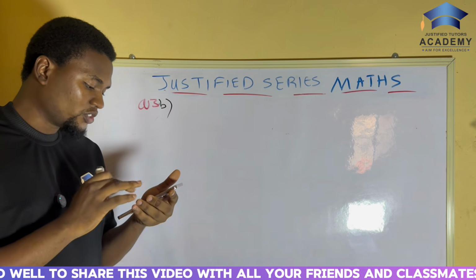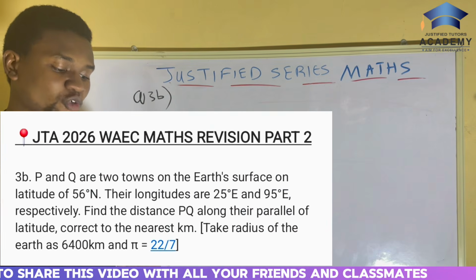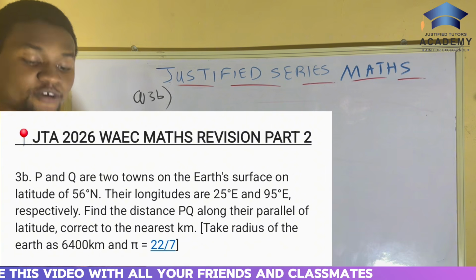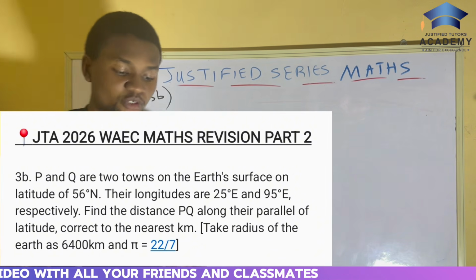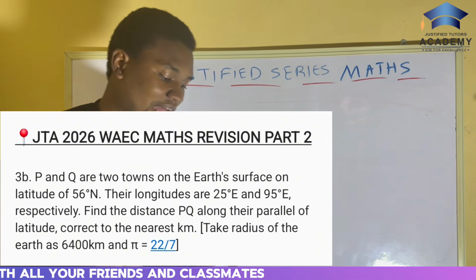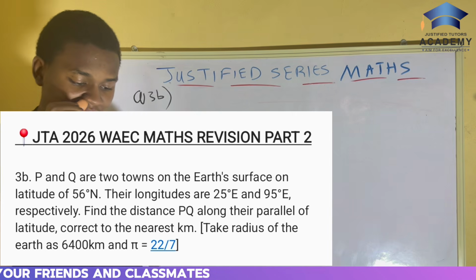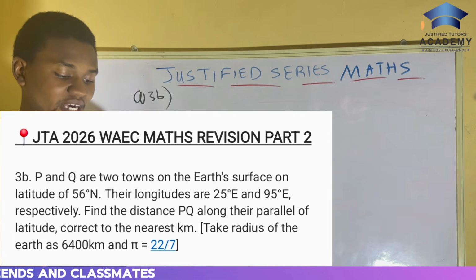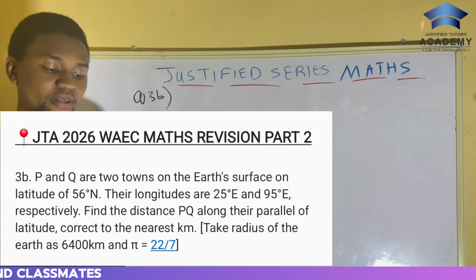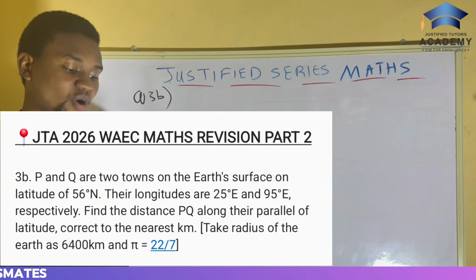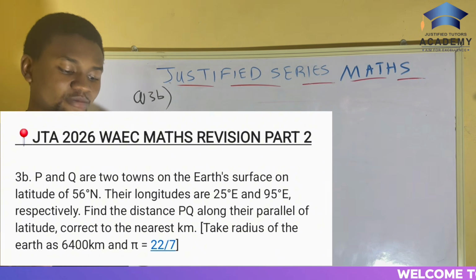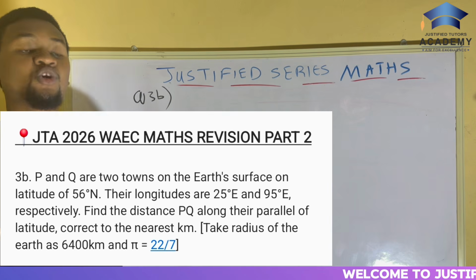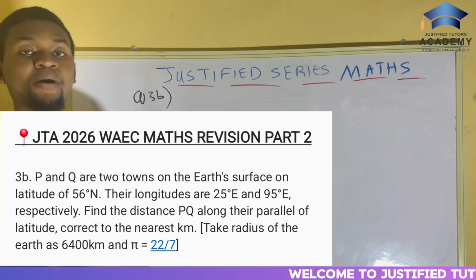Question 3b says P and Q are two towns on the Earth's surface on latitude 56 degrees North. Their longitudes are 25 degrees East and 95 degrees East respectively. Find the distance between P and Q along their parallel of latitude, correct to the nearest kilometer. So now we are dealing with distance. We are told to find the distance along their parallel of latitude.